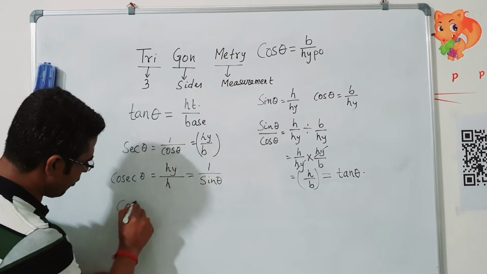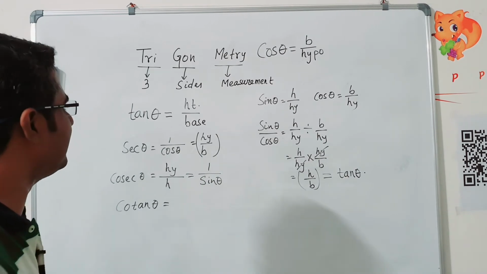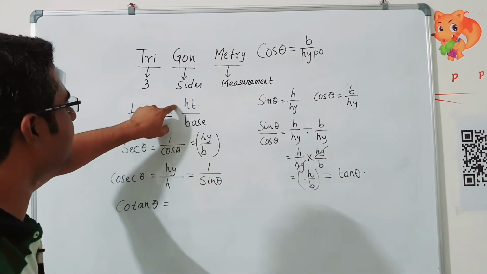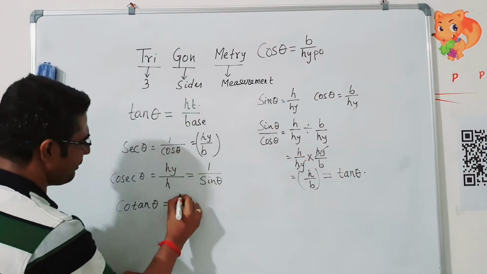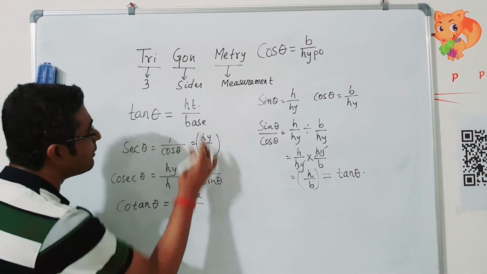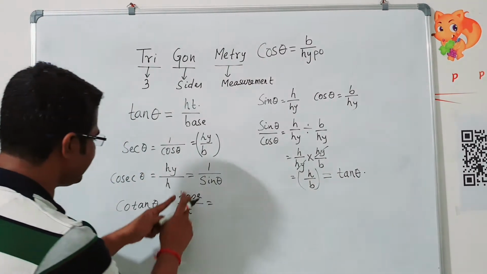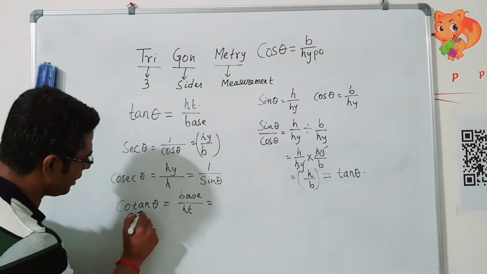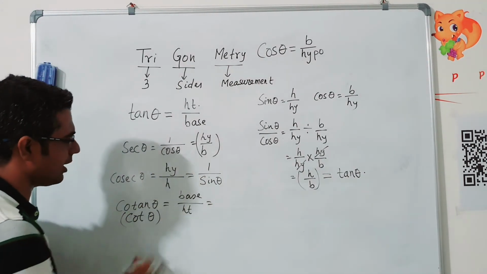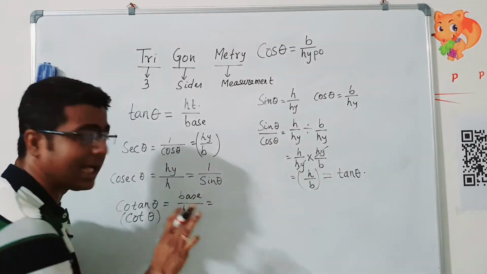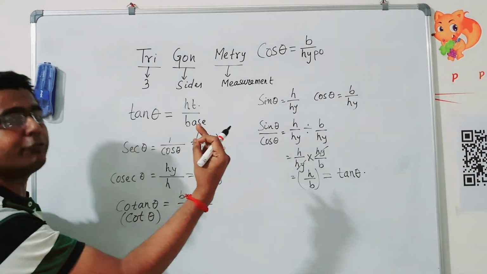One thing is left, cotan theta. So I think now you don't have any problem. Cotan theta is complementary of tan theta. Now here see, you have to change this also. Similarly, if there is height, make it base. If there is base, make it height. What will be the answer? This is cotan theta. In short, it is called cot theta. So cot theta is base by height, nothing other than the reciprocal of tan theta.